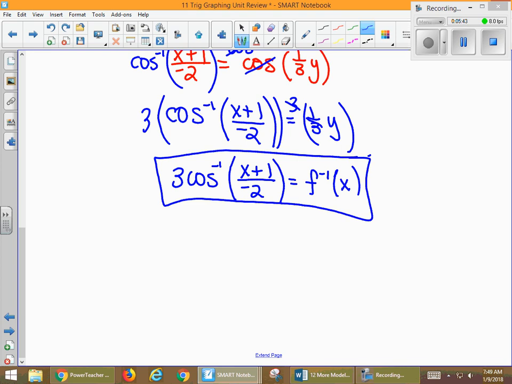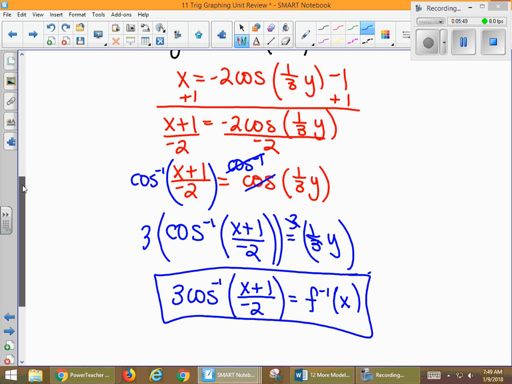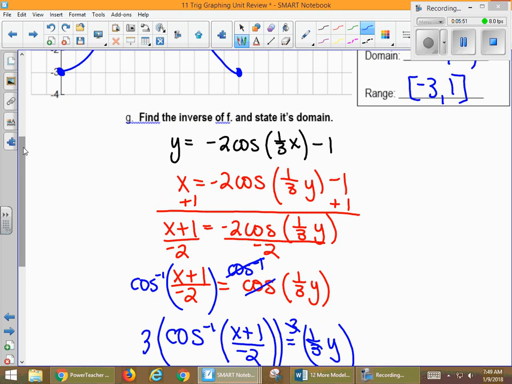So there's your inverse. Again, to find the domain of your inverse, you need to know the range of your original. So if you go back up, the range of our original function was negative 3 to 1. So the domain of our inverse is going to be negative 3 to 1. That's it.